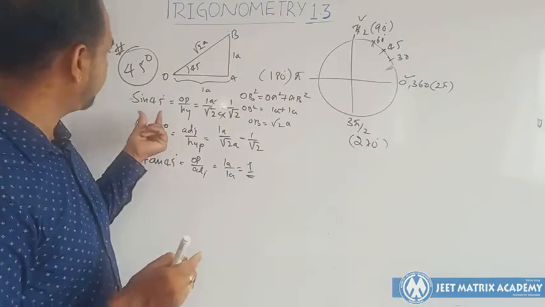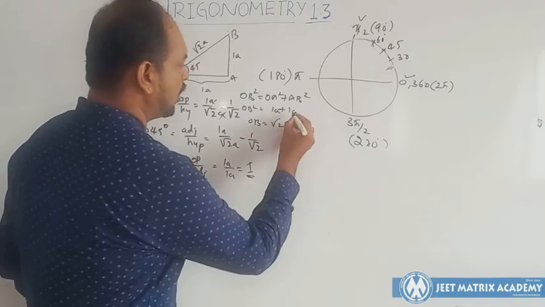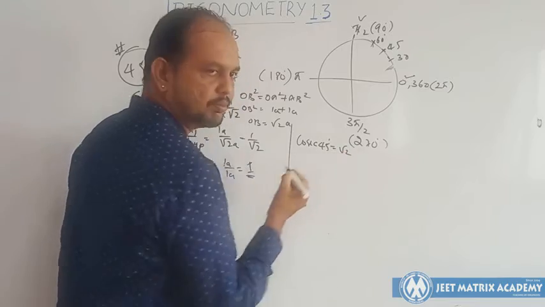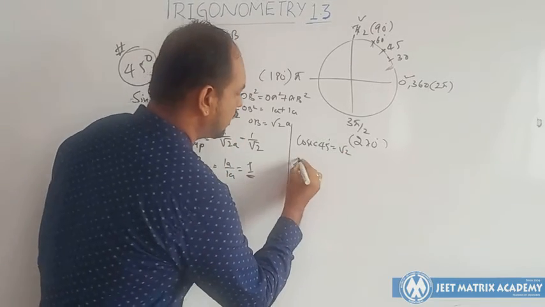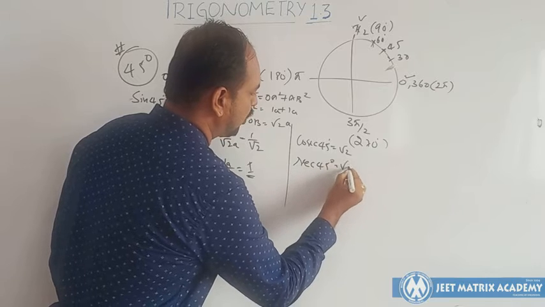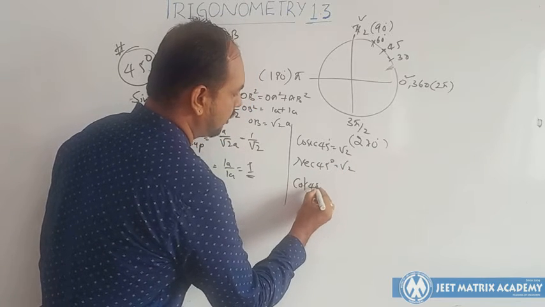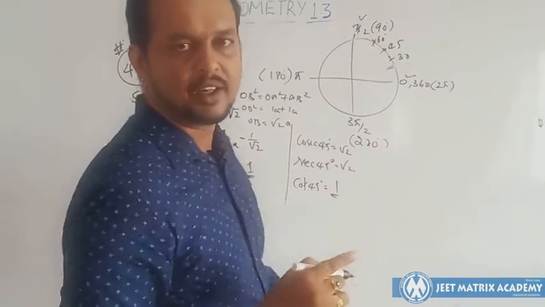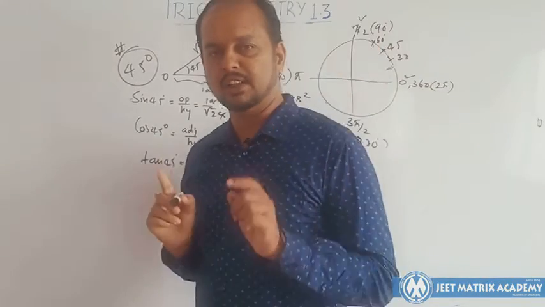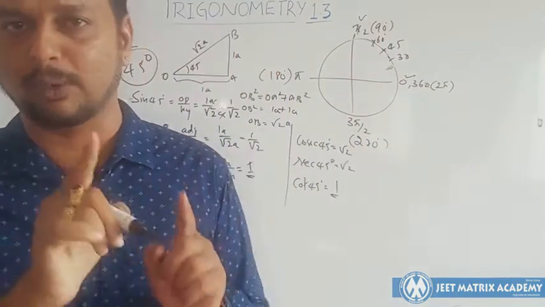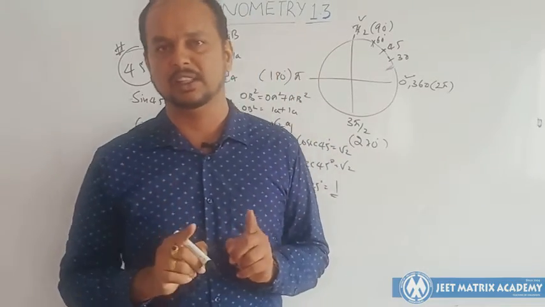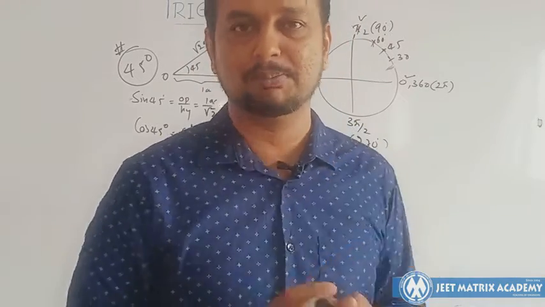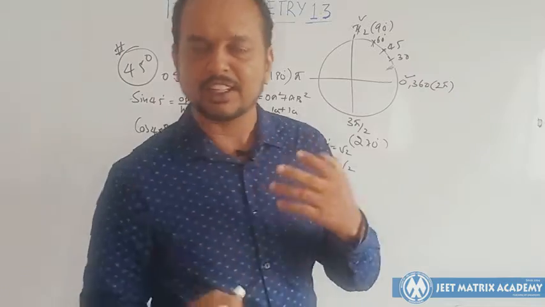Similarly, once you know sine 45 is 1 by root 2, cosec 45 degree is root 2, as it is the inverse. Similarly sec 45 degree is root 2. Similarly cot 45 degree is 1. So this angle you can easily remember out of all angles. 45 degree is very easy: 1 by root 2, 1 by root 2 and 1, similarly root 2, root 2 and 1. I hope everybody is able to remember this particular angle. So we'll go for the next one.